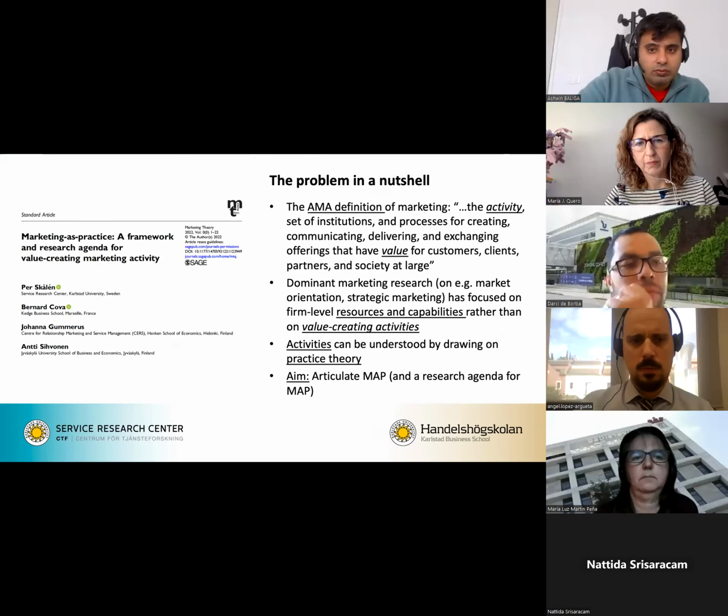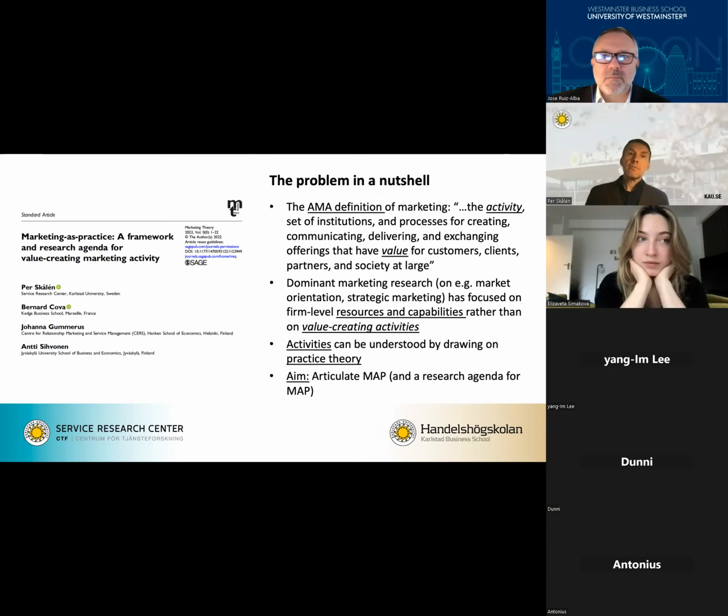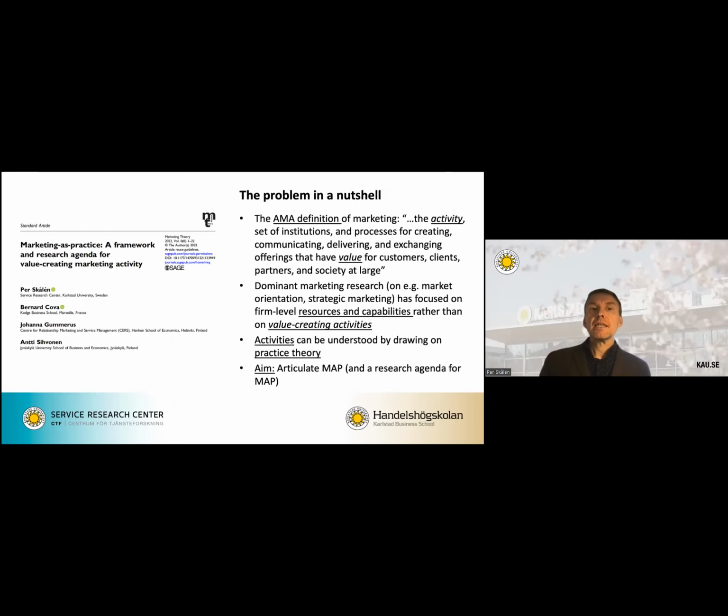So my first paper, the MAP paper, that is already out, Marketing as Practice, a Framework and Research Agenda for Value Creating Marketing Activity. I have written that together with Bernard Kova, Johanna Gummerus, and Antti Siivonen, and it came out a couple of months ago. We depart from the AMA definition of marketing that you can see here, and this definition highlights activity, and it highlights value.